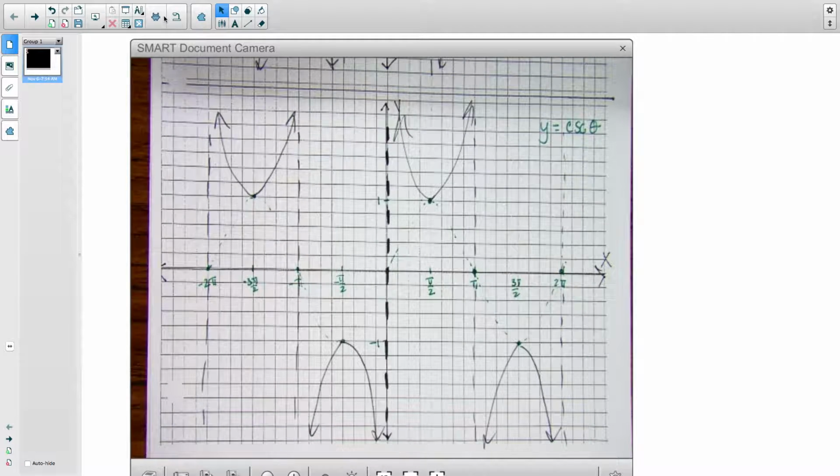Go to the very last page of your notes, and we're going to graph this function first. We're going to do example 3 first.